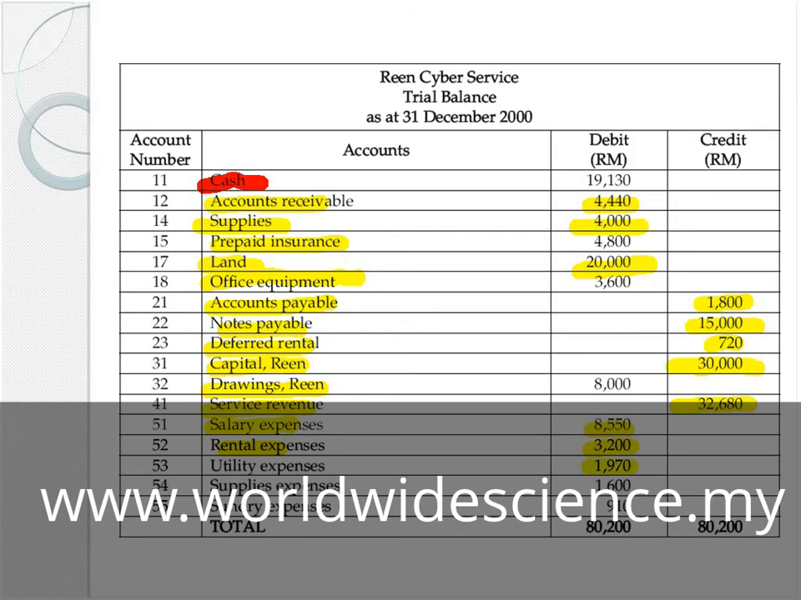This trial balance shows that the total is 80,200 on the debit side. You see? And the total is 80,200 on the credit side. The credit side shows our capital and our liabilities, how much money we have, what we have actually. And the debit side shows the business we do and the expenses we have during the business.